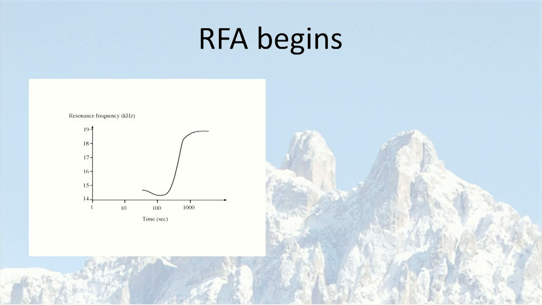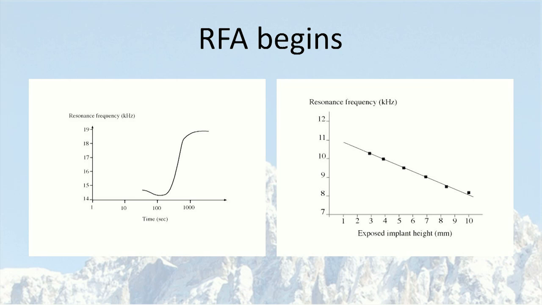The relation between stiffness and resonance frequency was first tested in vitro by placing an implant in light-curing resin. Here we can see how the resonance frequency increases while the stiffness of the resin increases. In this part, we actually have a linear relation between the time and the increase of resonance frequency. This shows the relationship between exposed implant height and resonance frequency. Here we have the implant placed in an aluminum block at different heights above the block. And we also have a linear relationship here.